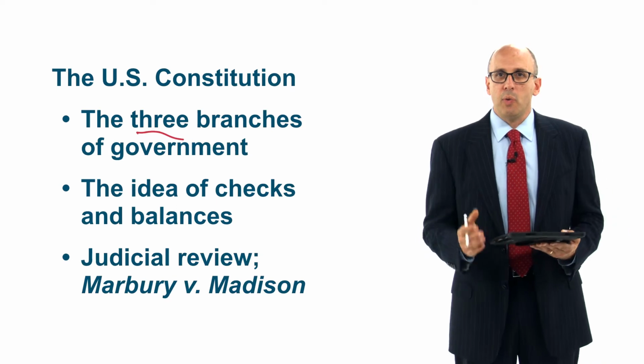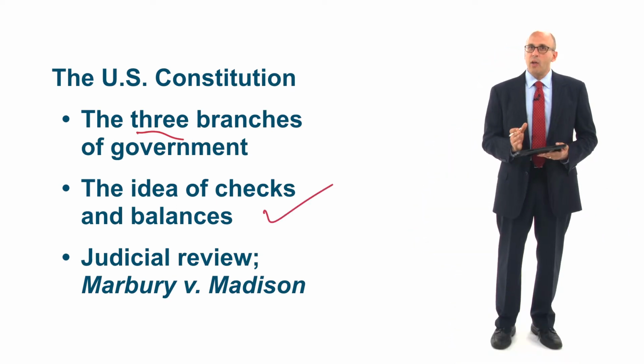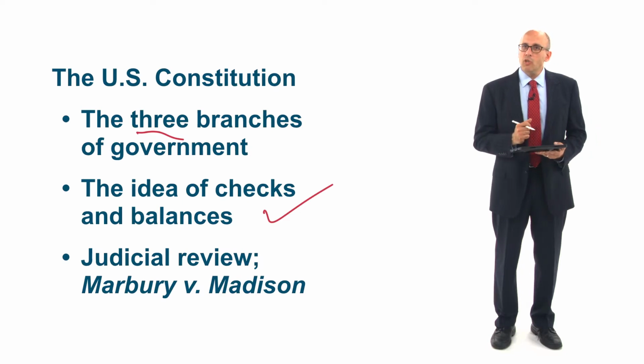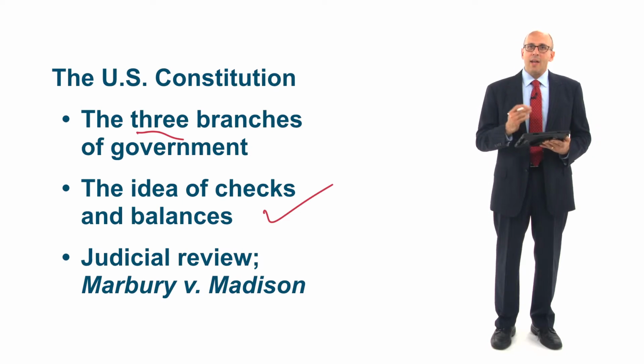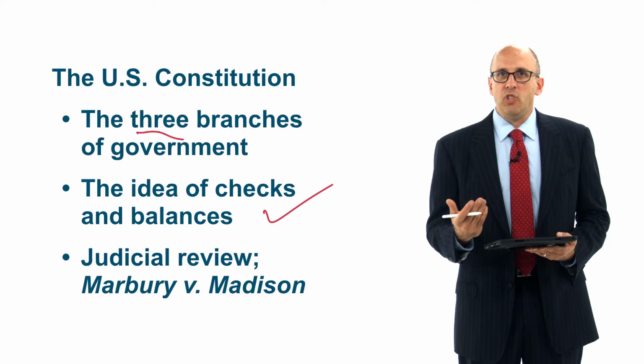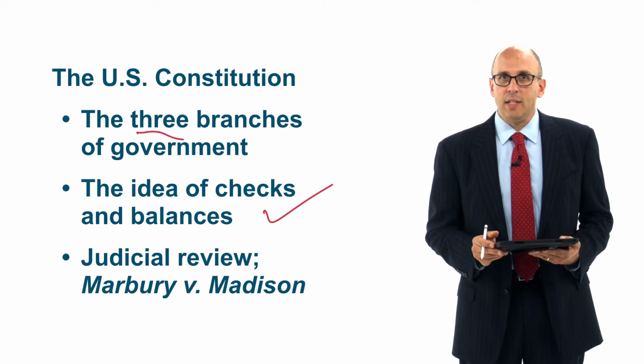And having those three branches of government creates this idea of checks and balances. The idea is that the acts of one branch will operate in relation to the acts of another, and none of the branches will ever get overly powerful because they will always be checked by the other branches. Doesn't always work that way, but that's the idea.